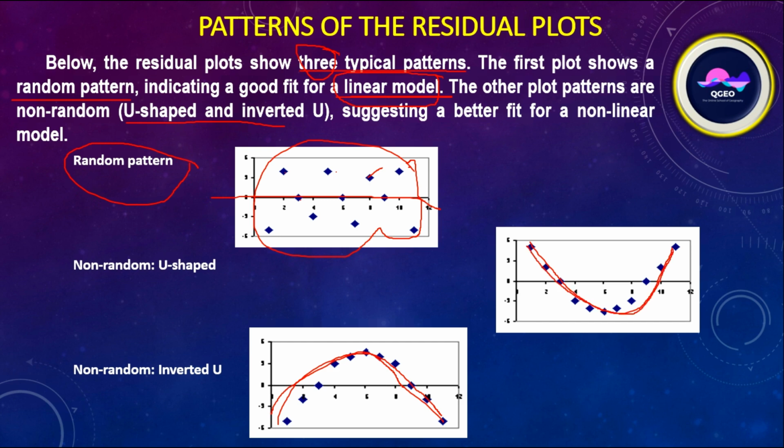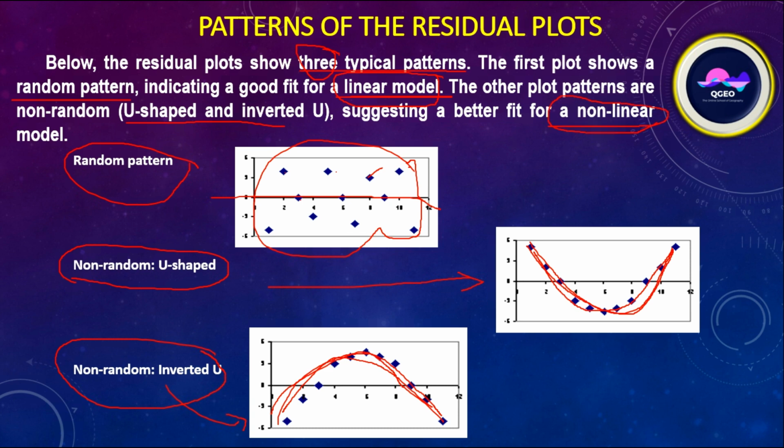When a particular type comes in the plot, then we will suggest a non-linear pattern. Here the non-linear pattern: non-random U-shaped, non-random inverted U, here the non-random U-shaped, here the non-random inverted U-shaped.